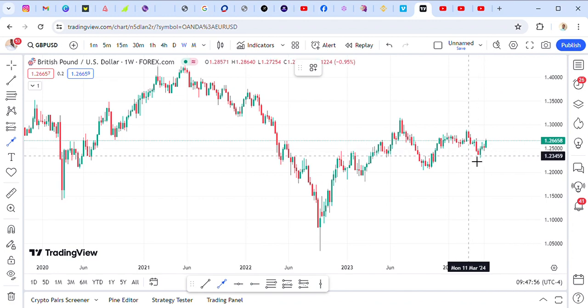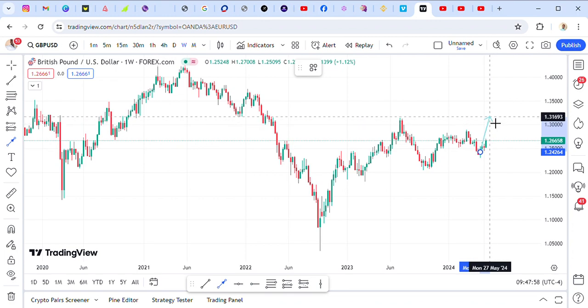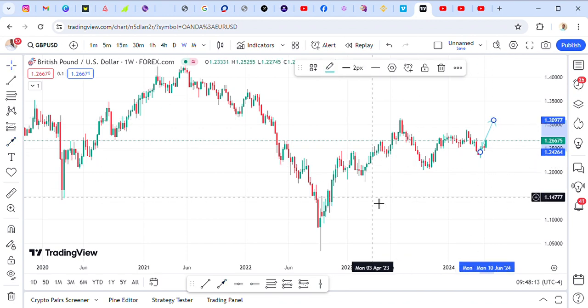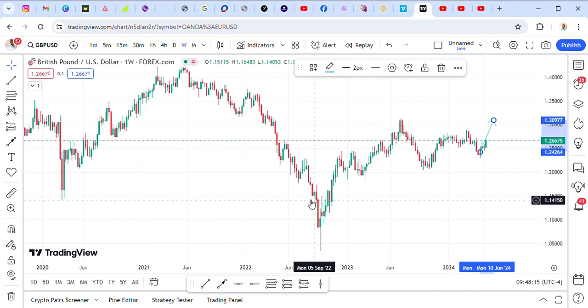And from here I'm anticipating that price gets to this high here, which is the 1.31 level. So pretty much this is not an analysis where I put stop loss and take profits, because I'm not in any trade already.